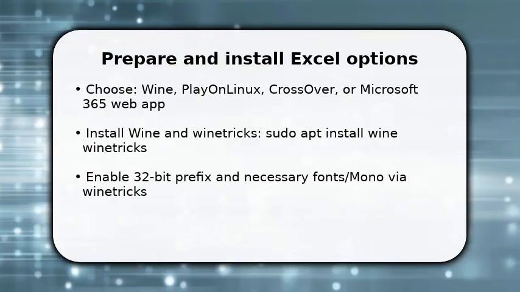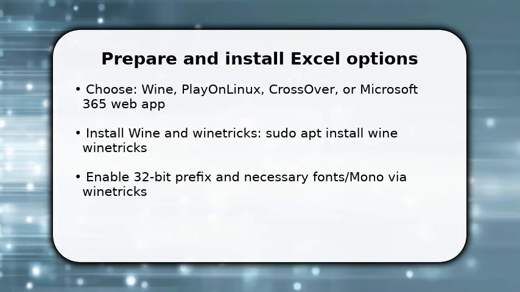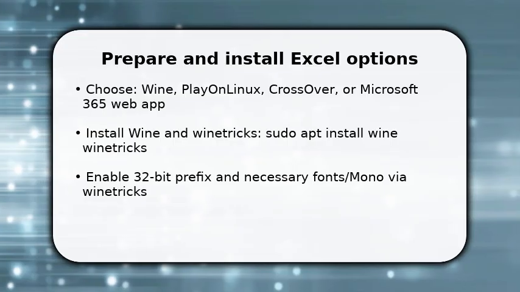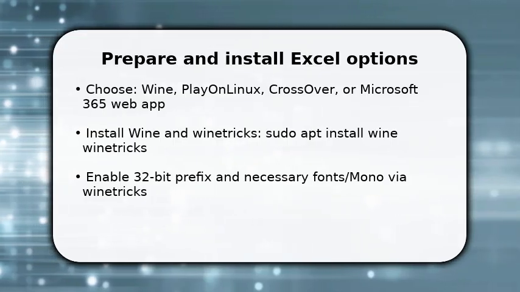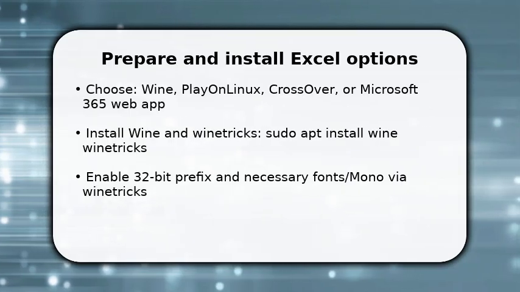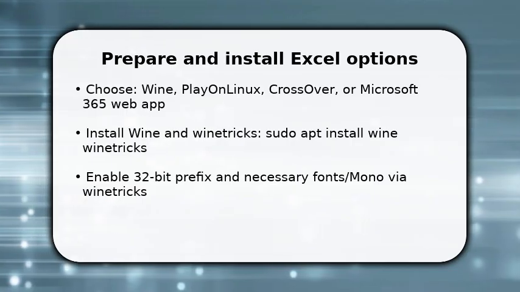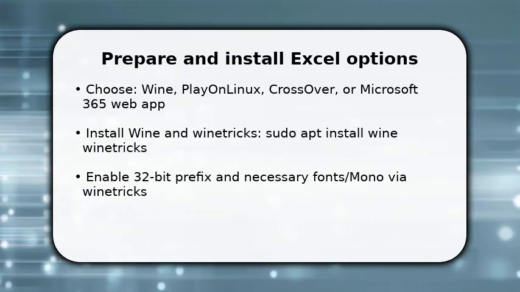You begin by picking the right path for Excel on Linux: native web, Wine, PlayOnLinux, or CrossOver. Install Wine and Winetricks now and set a clean 32-bit prefix. This avoids library conflicts. Once done, install core fonts and .NET/runtime dependencies with Winetricks so Excel can render correctly.